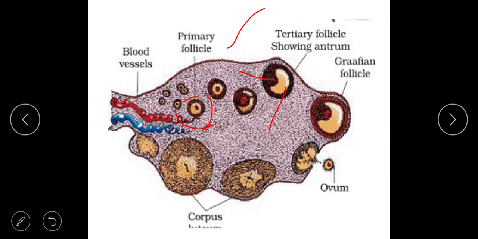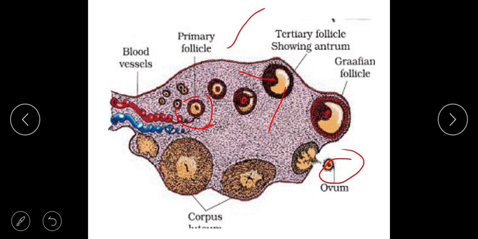This Graafian follicle is now ready to burst, you can say rupture, and when it ruptures, it releases the ovum. In fact, this is the secondary oocyte which is being released. We call this process the ovulation. Soon as the ovulation occurs, the secondary oocyte is being given out. This is being trapped by the fimbriae of the fallopian tube, and moves to the fallopian tube for the fertilization.